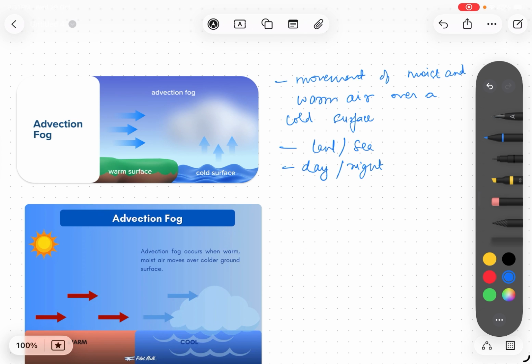So radiation fog was only during night and only over land. However, advection fog can happen either over land or over sea. It can happen during the day or by night. So it is the moist and warm air basically moving over a cold surface.